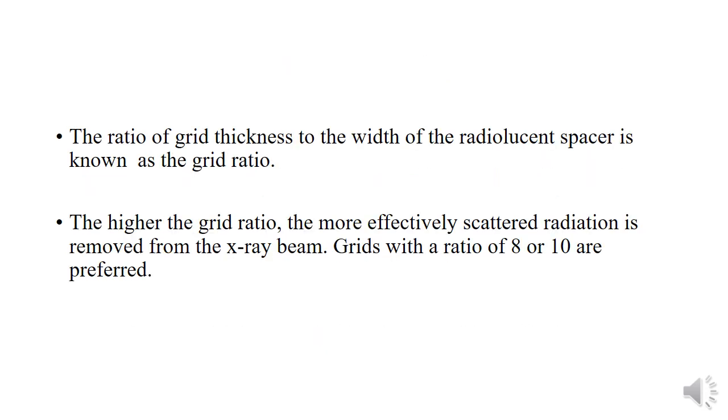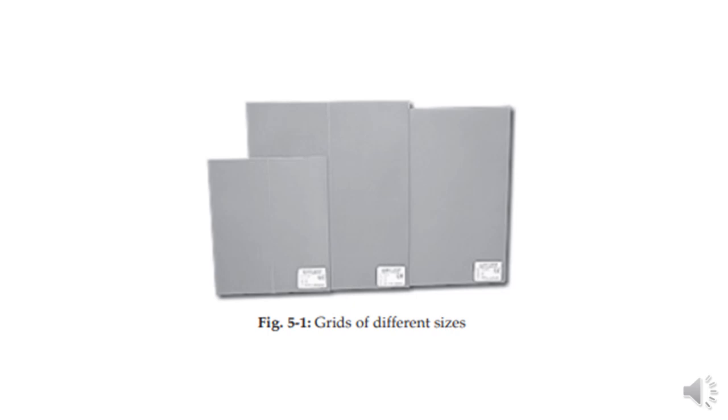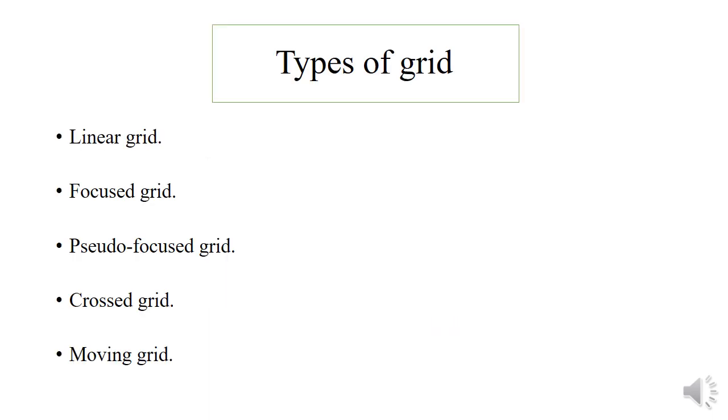The ratio of grid thickness to the width of the radiolucent spacer is known as the grid ratio. The higher the grid ratio, the more effectively scattered radiation is removed from the X-ray beam. Grids with a ratio of 8 or 10 are preferred. Now these are the different sizes of grids. We can see this in the image, and different types of grids are used with different types of exposure of a patient.